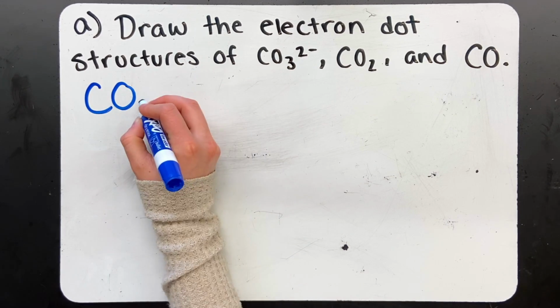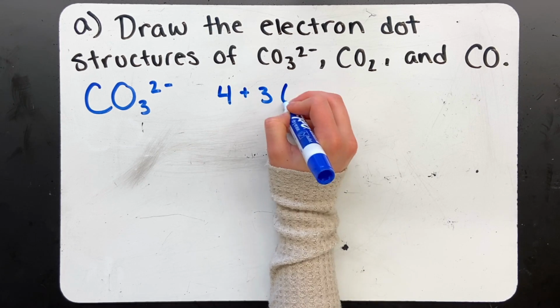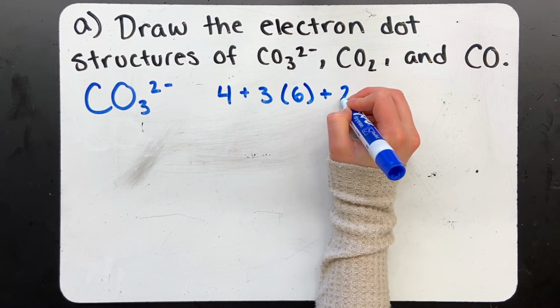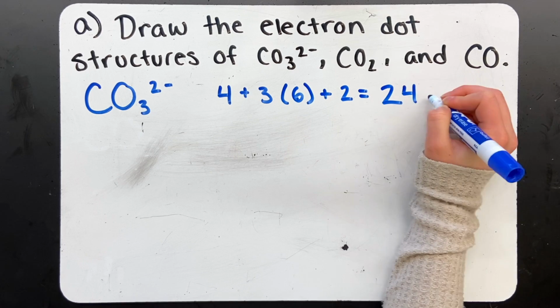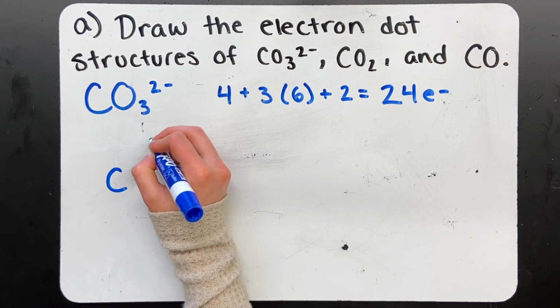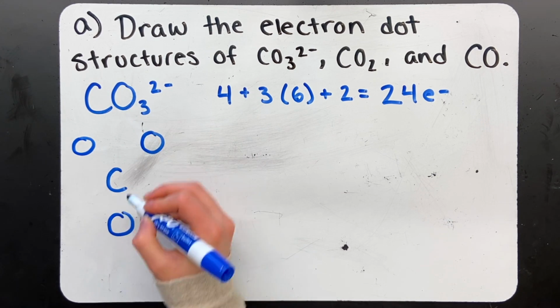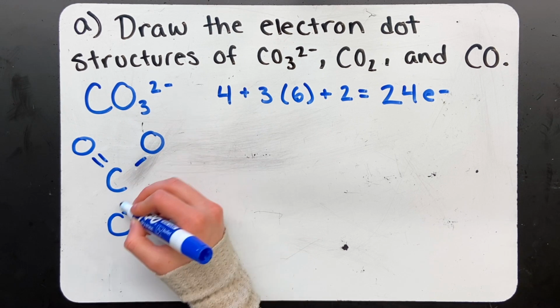First, we need to determine how many electrons we would expect in our diagram. Carbon gives us 4 electrons, each oxygen gives us 6, and the -2 charge gives us an extra 2, a total of 24 electrons in our diagram. We'll begin by drawing the central carbon atom surrounded by 3 oxygen atoms. We decide to doubly bond one of the oxygens and singly bond the other 2.